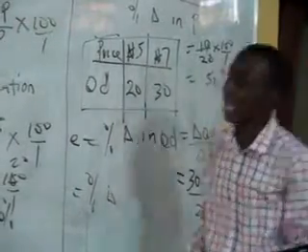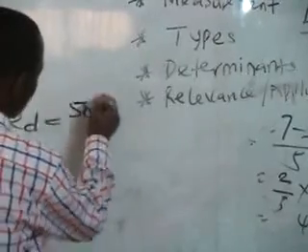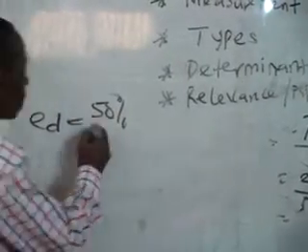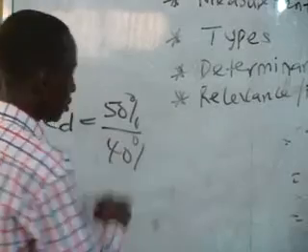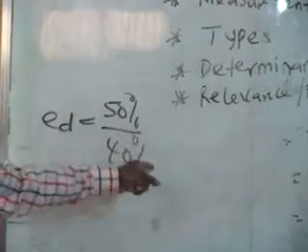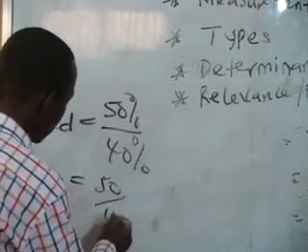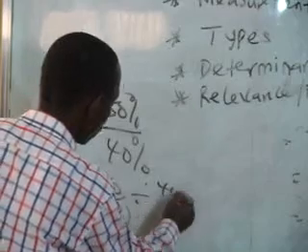So to now get our elasticity of demand, which is what they have to calculate, our ED is equal to my 50%, which is the percent change in quantity demanded, over 40%, the percent change in price. Now in mathematics, it will be wrong for me to just cancel like this. I need to expand. So what do I have? I have 50 over 100 divided by 40 over 100.